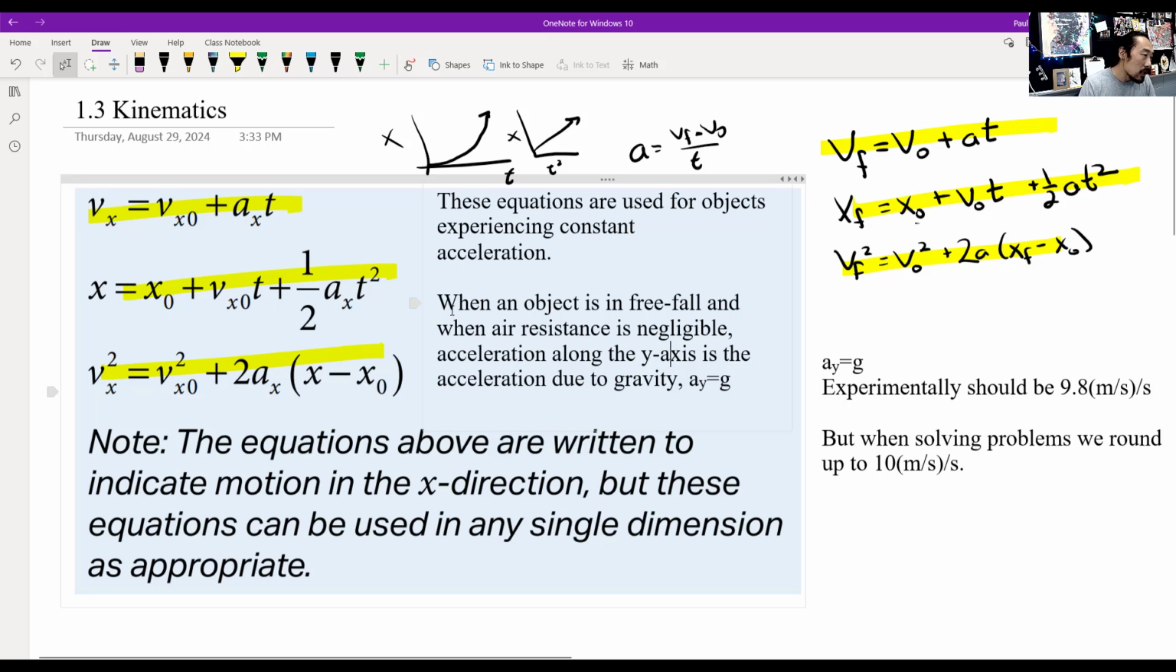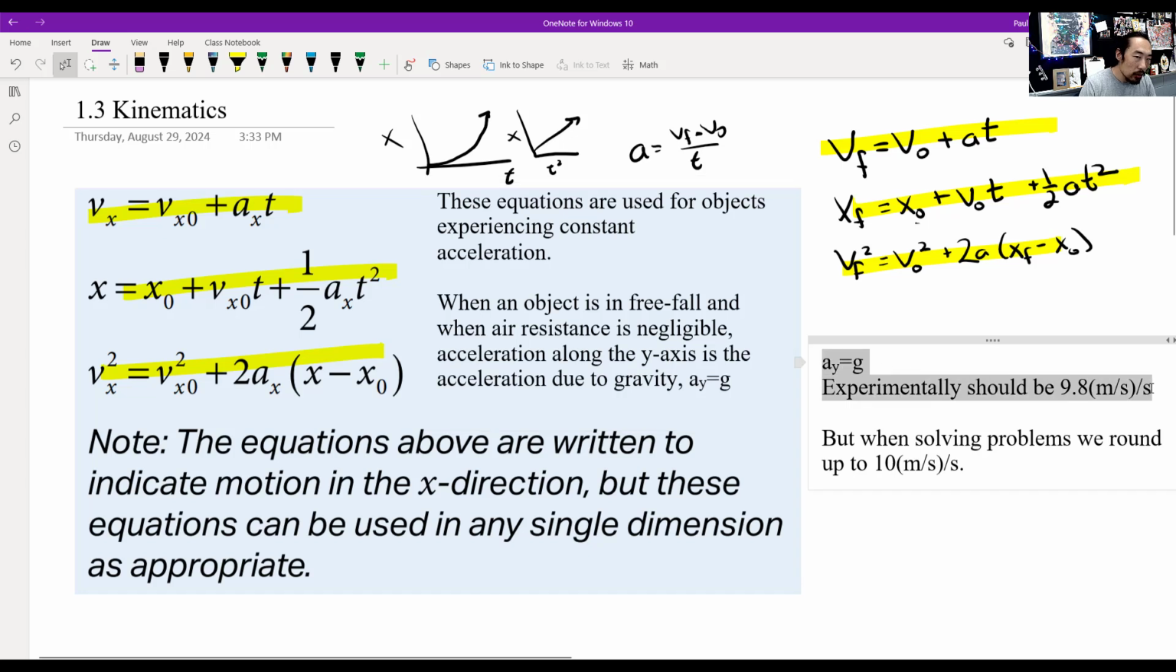The other important thing is when we are looking at free fall problems, or when objects are being dropped, instead of using just a sub y, we would use g for the acceleration due to gravity. And over here, I have a little note about that. Experimentally, the acceleration due to gravity here on Earth should be right around 9.8 meters per second per second. But when we do problems that require us to use a value for g instead of the letter g, we always round it up to 10. It makes our life a lot easier.